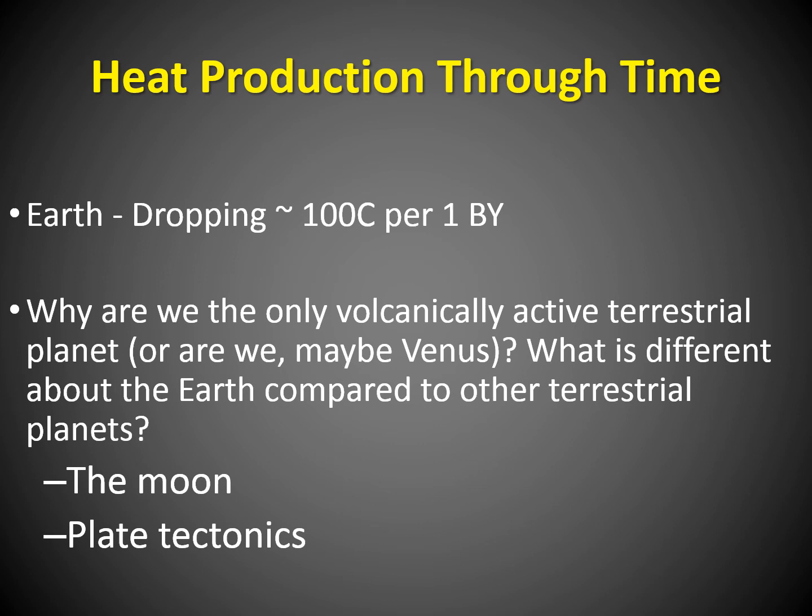So if we go through these, the moon and the plate tectonics are one thing that differentiates Earth from Venus. We know Earth has plate tectonics. We're pretty sure Venus does not. And the Earth has a moon, which might give some sort of tidal heating, and Venus does not. So plate tectonics seems to be pretty important in terms of creating volcanoes here on Earth.